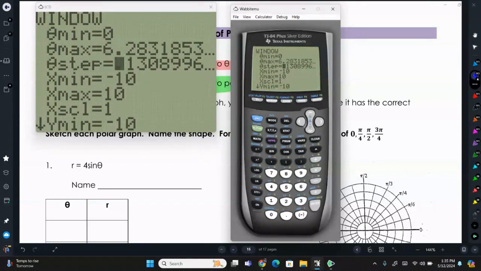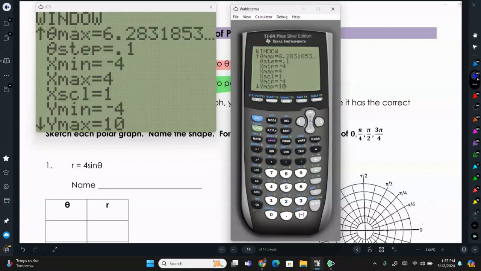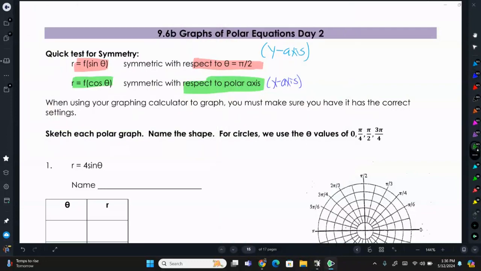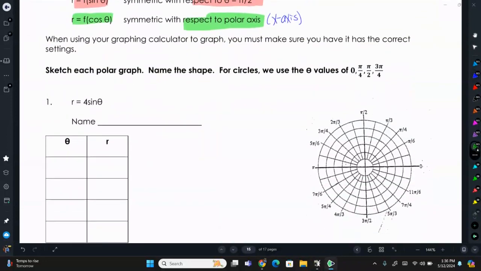okay, and then our theta step 0.1, and then -4, +4, and there might be some problems where we need to change this. If we get an error when we graph this or try to trace a point, then we'll need to fix that and change our window. All right, now we're going to sketch the polar graph and then name the shape.